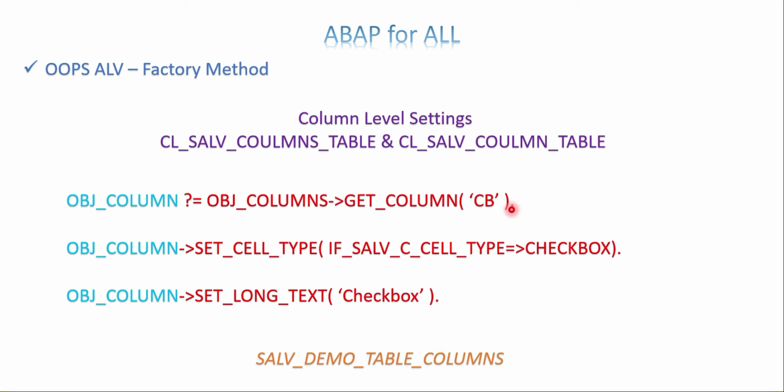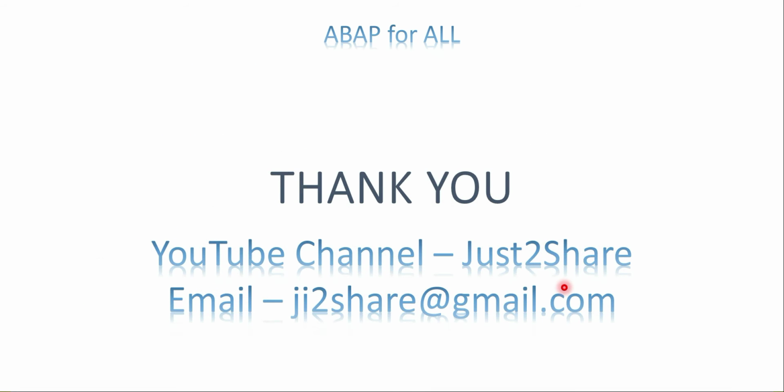Another one: if you want to understand the entire functionality of the factory method, the best way is there is a standard program called SALV demo table columns. This program has everything about the factory method with proper descriptions. Very easy understanding. So if you want to play around with more options in the factory method, depending on your requirement, please verify this program. You will get a lot of things. Okay, so I'm completing the factory method here. Probably will come with one more video about some other options in the factory method as well.